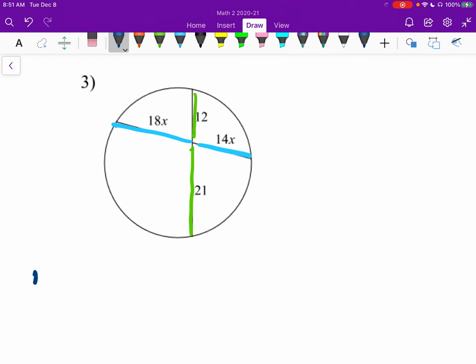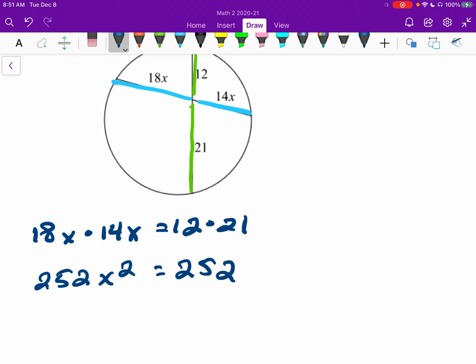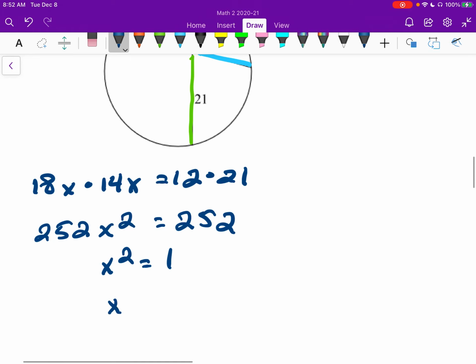So I'll say 18x times 14x equals 12 times 21. I'll type that in. 18 times 14 gives me 252, and then we have x squared. And then 12 times 21 gives me 252. Well, that's nice. I divide by 252, and x squared is going to be 1. I take my root, and x will be 1.